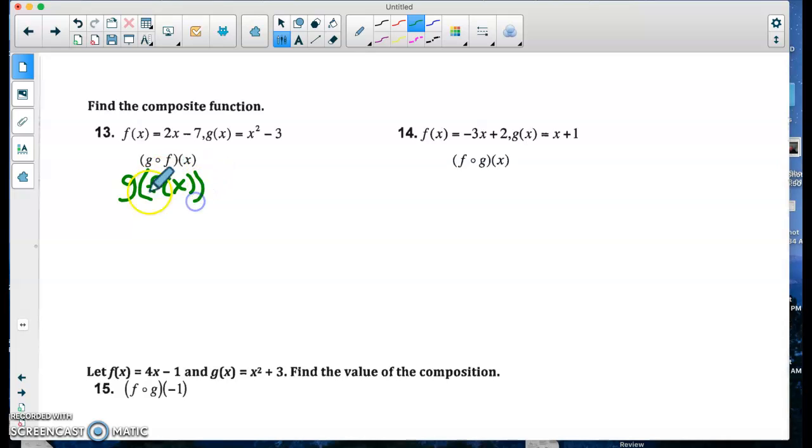Okay. And so this is kind of showing me with a picture now what I need to do. It's saying, hey, take this f function and plug it into my g function wherever I see an x. So instead of that x there, I now have 2x minus 7. And remember that original x, it was being squared, so now my f function needs to be squared. And then I have the rest of this function, so the minus 3.